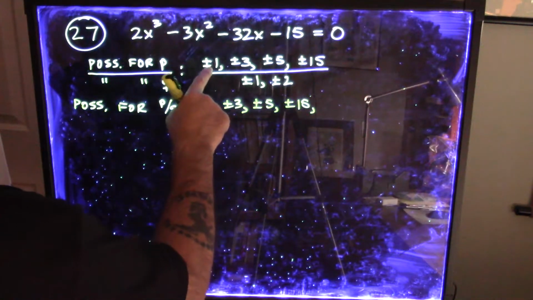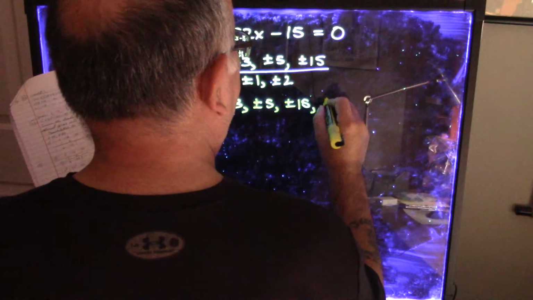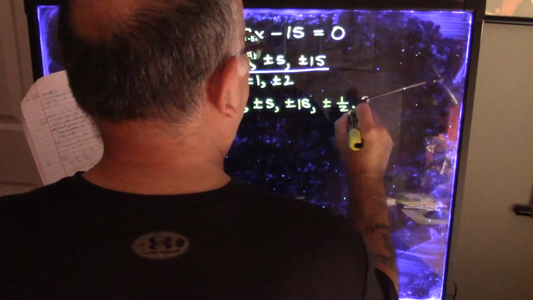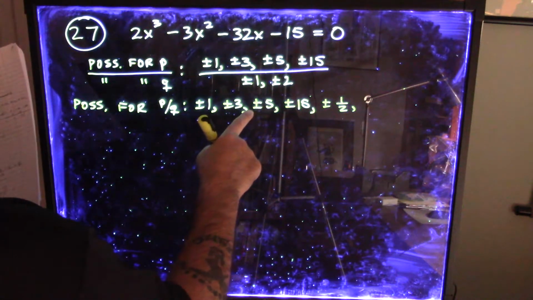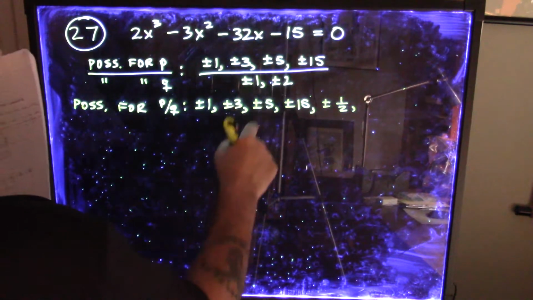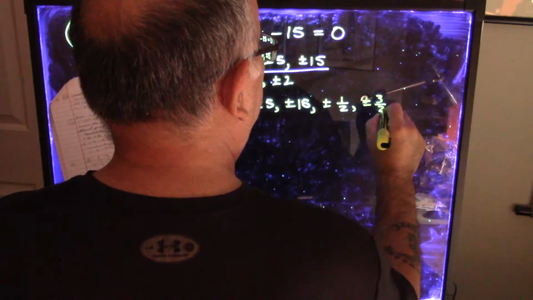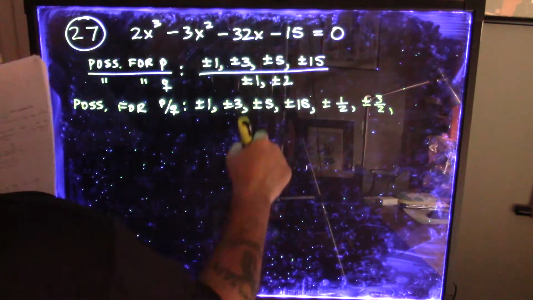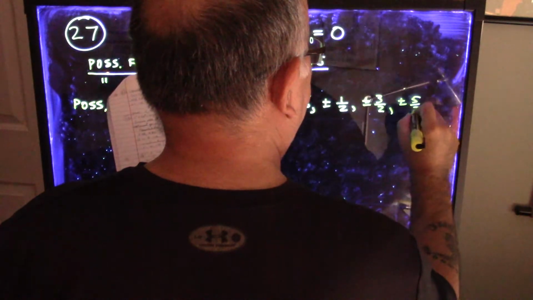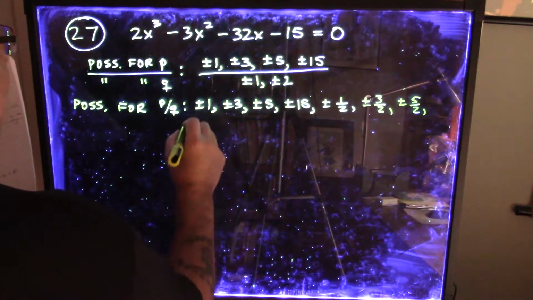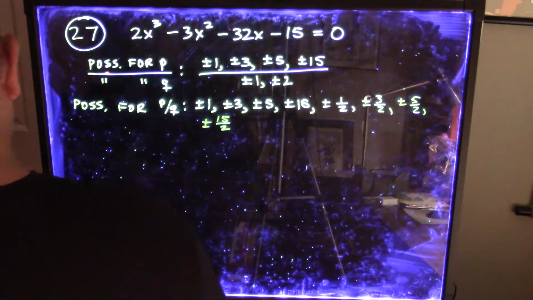Then plus or minus 1 over plus or minus 2. That's plus or minus 1/2. Plus or minus 3 over plus or minus 2 is plus or minus 3/2. And then plus or minus 5 over plus or minus 2, that's plus or minus 5/2. Plus or minus 15 over plus or minus 2 is plus or minus 15/2. Alright.